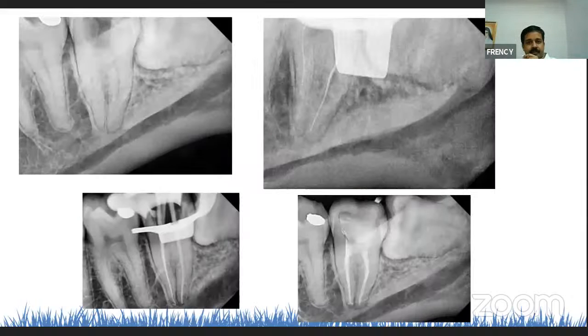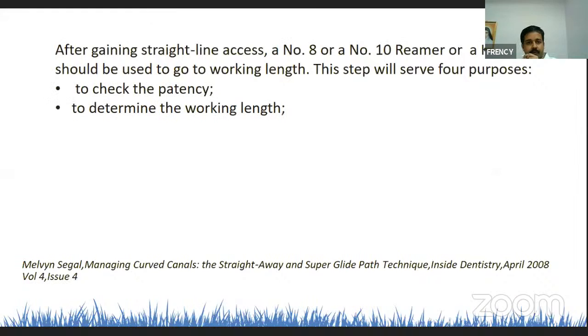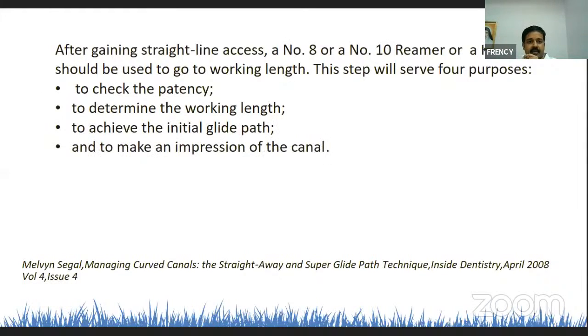Here you can see in the mesiobuccal root, the instrument was not going into the apical third initially, even after pre-curving. So after the good coronal flaring with 4%17 files, I could get the patency. After gaining straight line access, try to go with a 10 file into the apical region, check for patency, determine the working length, achieve the initial glide path, and try to get an impression of the canal.